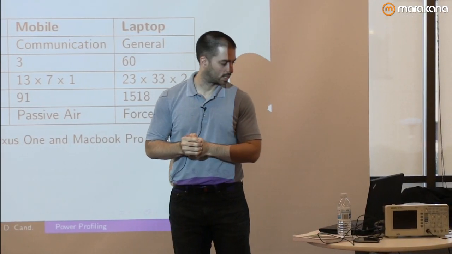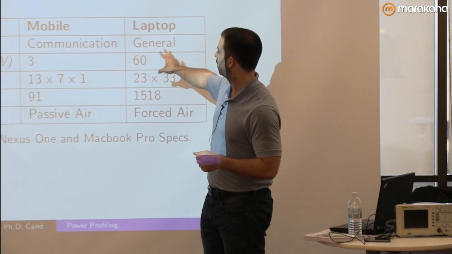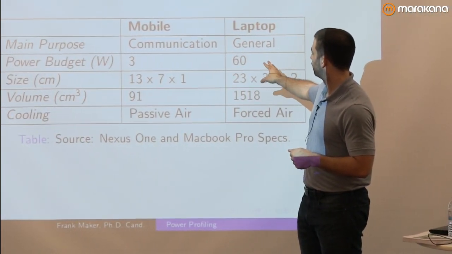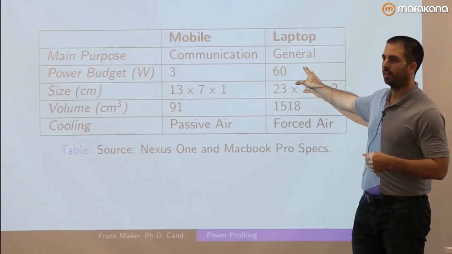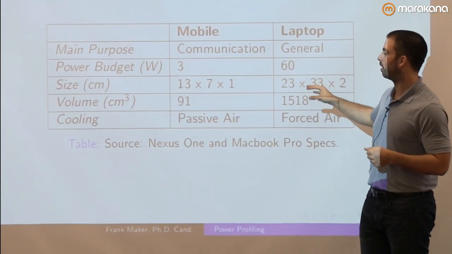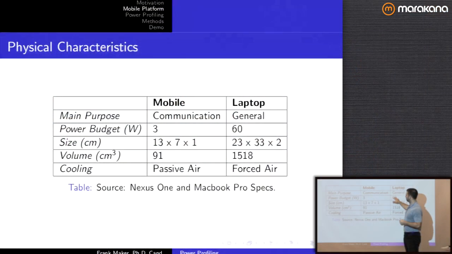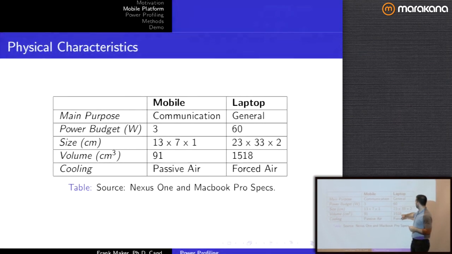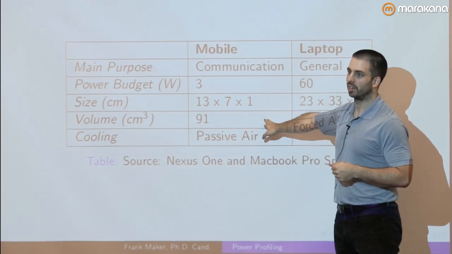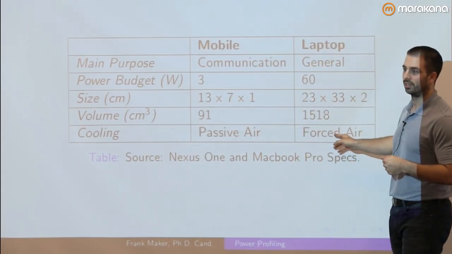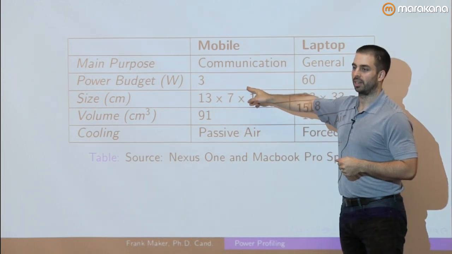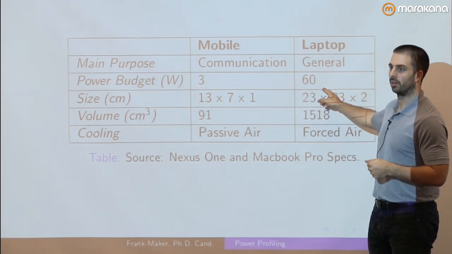Okay, so just to once again drive home the physical limitations here, I just put up some stats about the difference between a smartphone and a laptop, just to give you an idea of how much dramatically smaller we're talking. So the power budget for a smartphone is about 3 watts, as I told you, and for a laptop around 60 watts. So you can see the size here, and then the volume is about 91 cubic centimeters versus 1,500-ish cubic centimeters. So this is dramatically bigger than this, and you can do forced air cooling. So that's why you only get 3 watts here, but then you get 20 times as much power here.